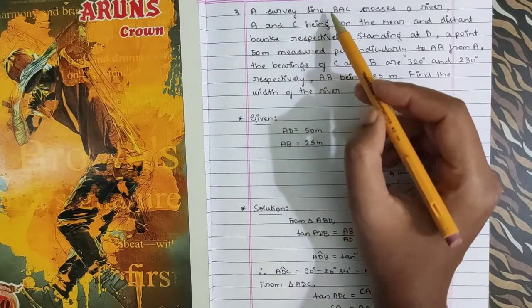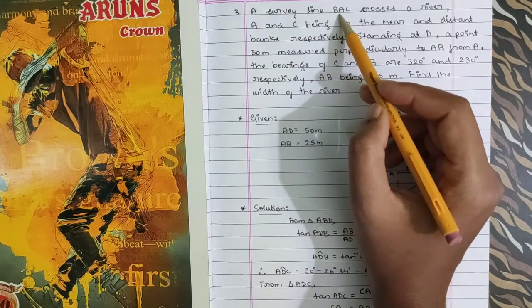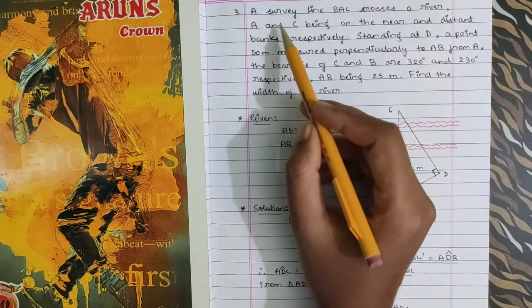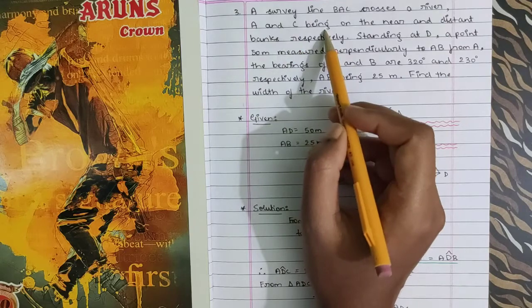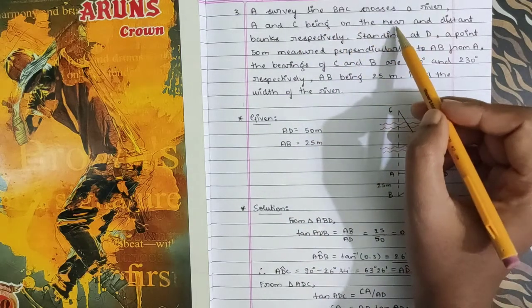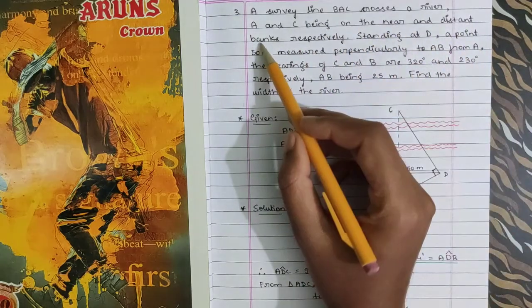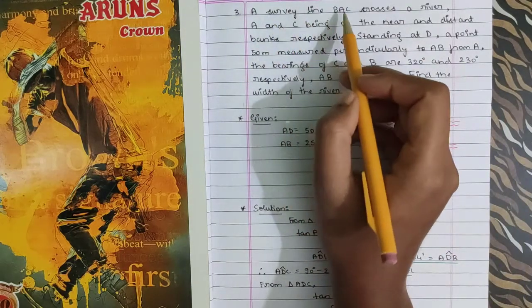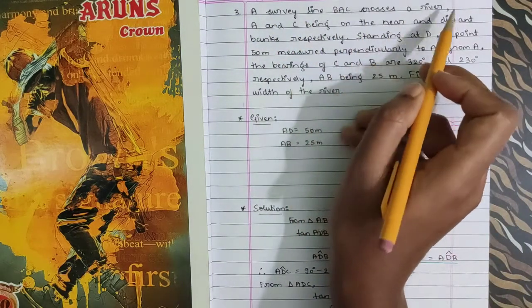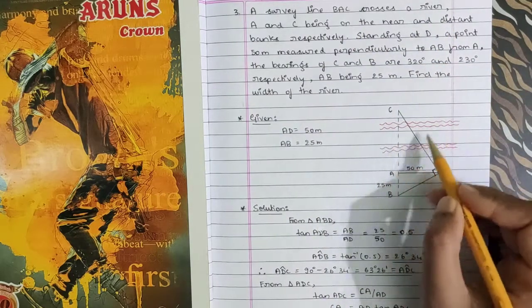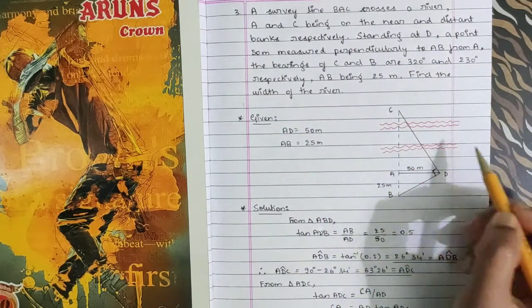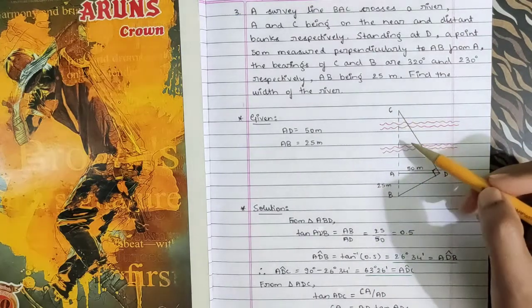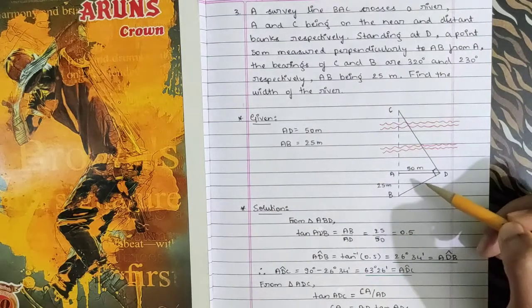A survey line BAC crosses a river AC, A and C being on the near and distant banks respectively. So here it is said that a survey line BAC crosses a river. So first we will write down the obstacle. They have said it is a river. Then it is said that a survey line, that is BAC, crosses a river.